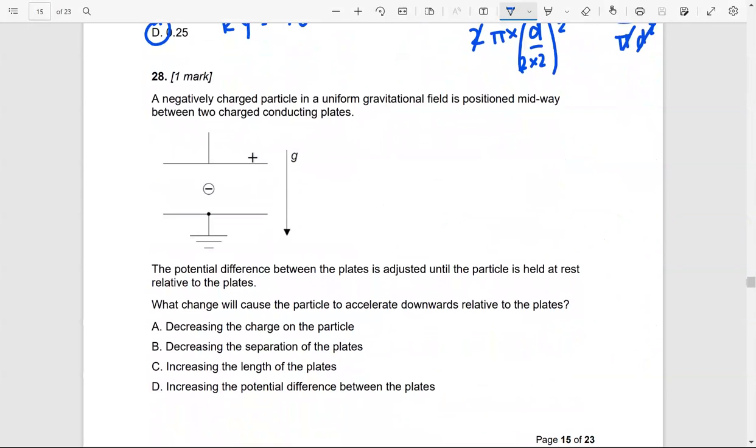Question 28 is about the electric field between parallel plates. Apologies, gravitational field. Gravitational field between parallel plates. Okay, so the potential difference between the plates is adjusted until the particle is held at rest relative to the plates. What change will cause the particle to accelerate downwards relative to the plates?